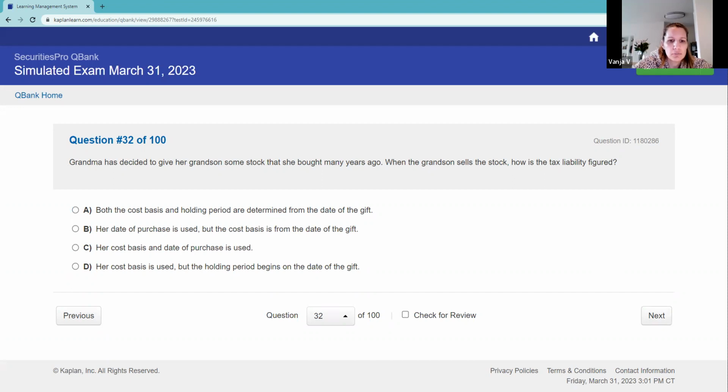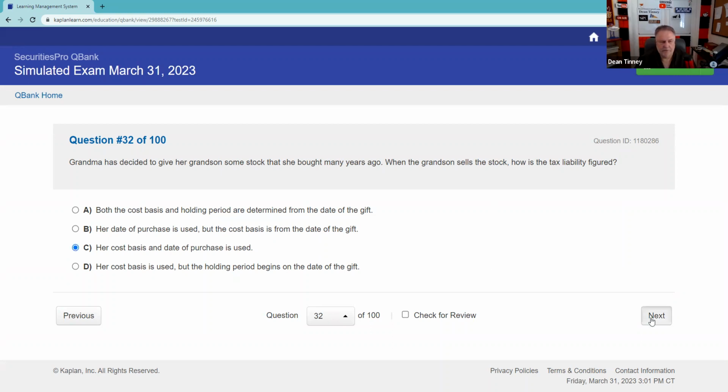Her date of purchase is used, but the cost base from the date of a gift. Her cost basis and date of purchase is used. Her cost basis is used, but the holding period begins... everything starts from grandma. Grandma screwed up her grandson. He has to pay from the moment she bought it. So her cost basis and the date of purchase is used. Perfect. You nailed it. That's very testable and you got it.